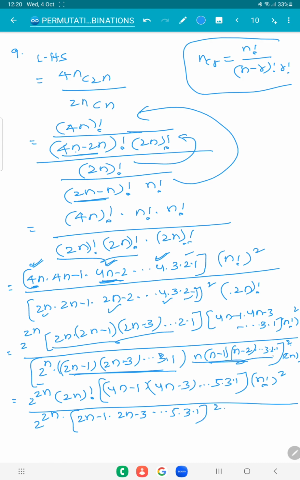So that is equal, this is n factorial, right? n factorial whole square, 2n factorial as it is, n factorial whole square, n factorial whole square, 2n factorial, 2n factorial. So this is the right hand side. This completes the theorem.